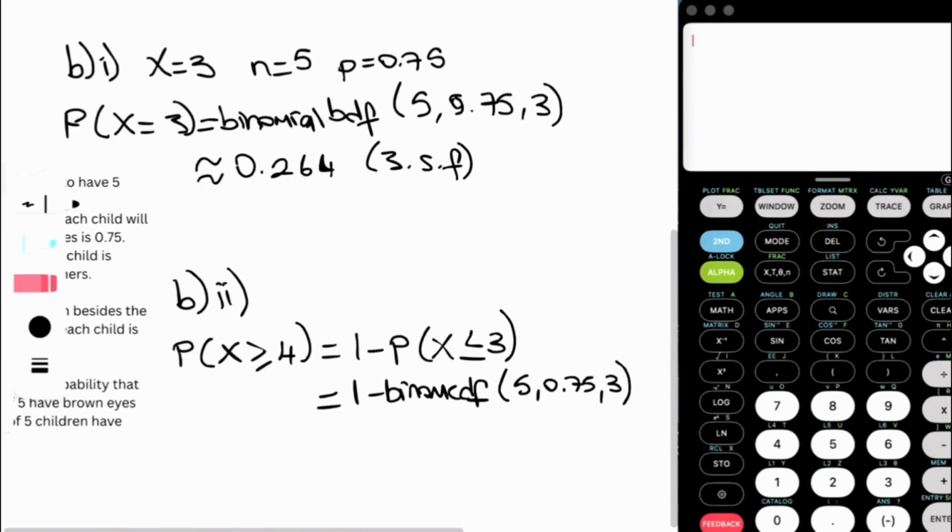So we will open the distribution menu, second, variables, scroll down and select binomialcdf. Now we're going to enter our values, 5, 0.75, and 3. Now we're going to subtract this result from 1. So we will get 0.633 to 3 significant figures.